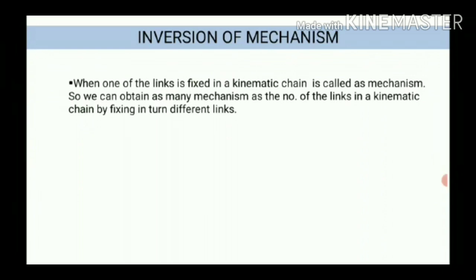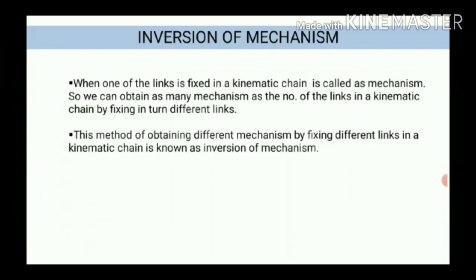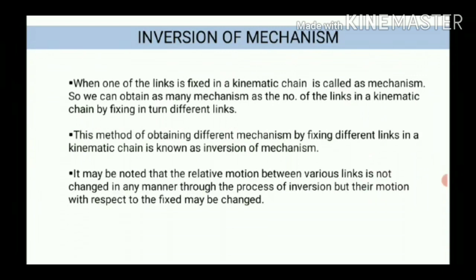Link number 1 is fixed, we get one type of mechanism. Link number 2 is fixed, we get another type of mechanism. Link number 3 is fixed, we get another type of mechanism. Similarly, when link 4 is fixed, we get a different mechanism. So the process or method of obtaining different mechanisms by fixing different links in that kinematic chain is known as inversion of mechanism. In inversion of mechanism, the relative motion between various links is not changed in any manner, but their motion with respect to the fixed link may be changed.